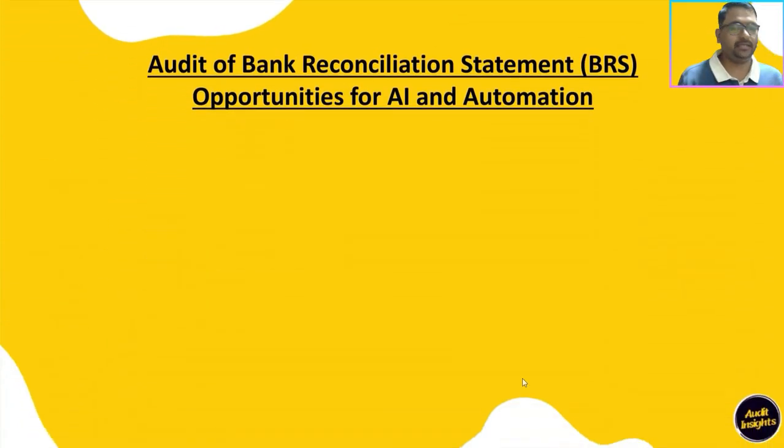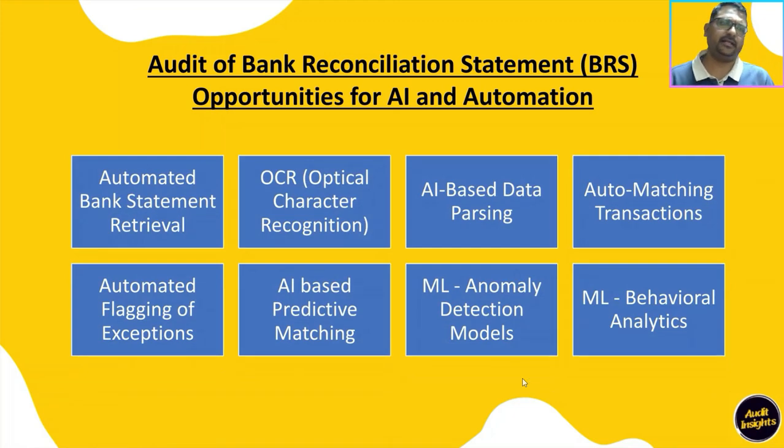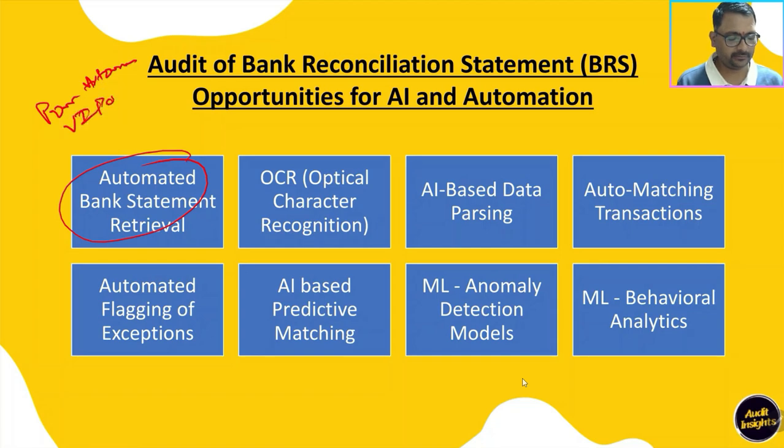The next thing that we will see is the automation opportunities. Now, by now you would have realized that if you have to do a one-to-one matching, that is obviously a lot of manual effort that is required. But it isn't necessary that it has to be manual. Right? So the bank statement retrieval, you can use tools like Power Automate or UiPath, or even you can use a macro to retrieve the bank statements.